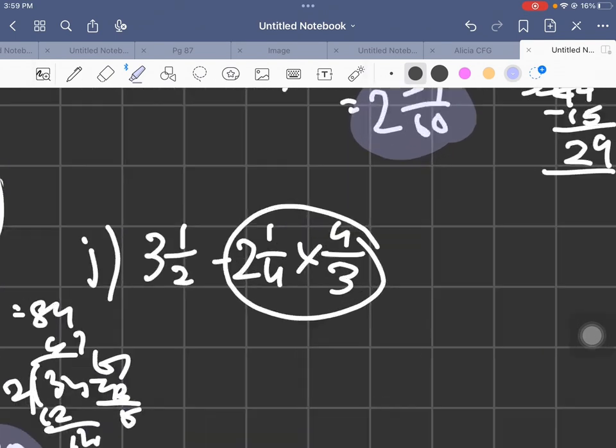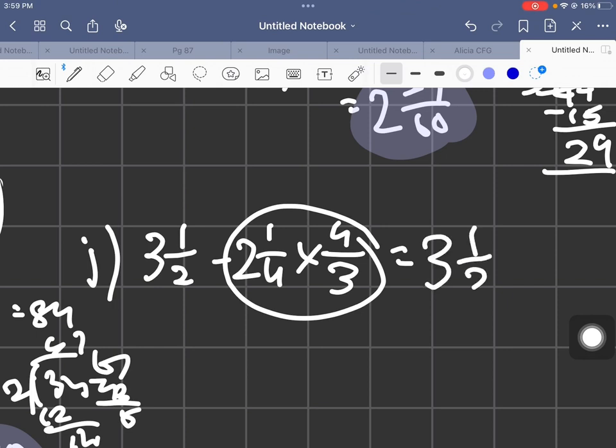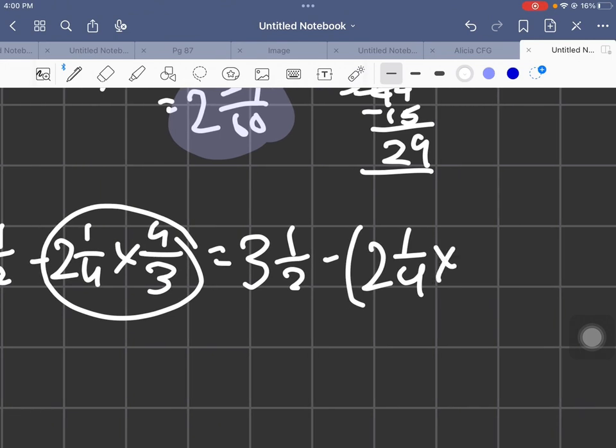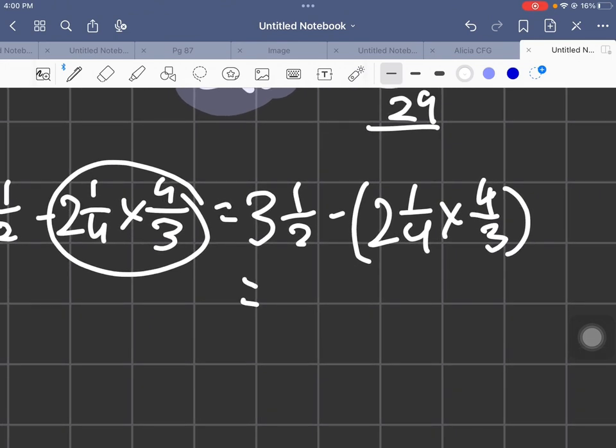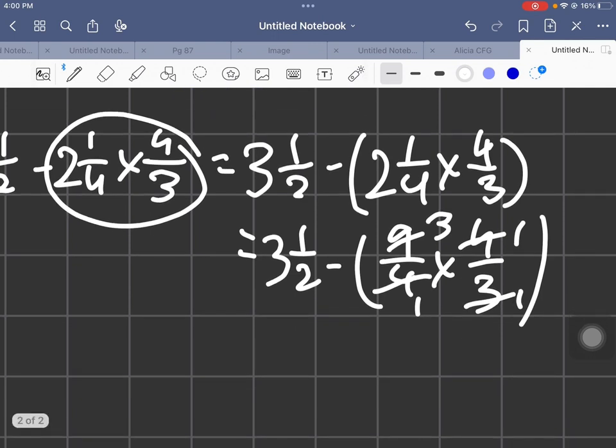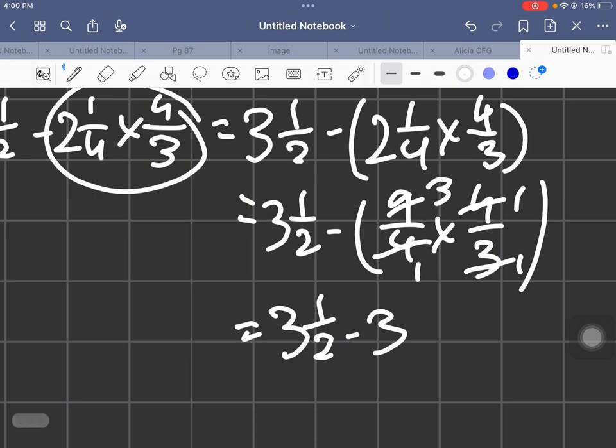Moving on to question J. We'll ignore the 3 and 1 over 2 first and do the multiply. With a whole number in front, we cannot do anything, so we'll convert it to an improper fraction, which is 9 over 4 times 4 over 3. 4 divided by 4, 1, 1. 9 divided by 3 equals 3, 1. So we will get 3 and 1 over 2 minus 3. We're going to minus the whole number, and we will get 1 over 2.